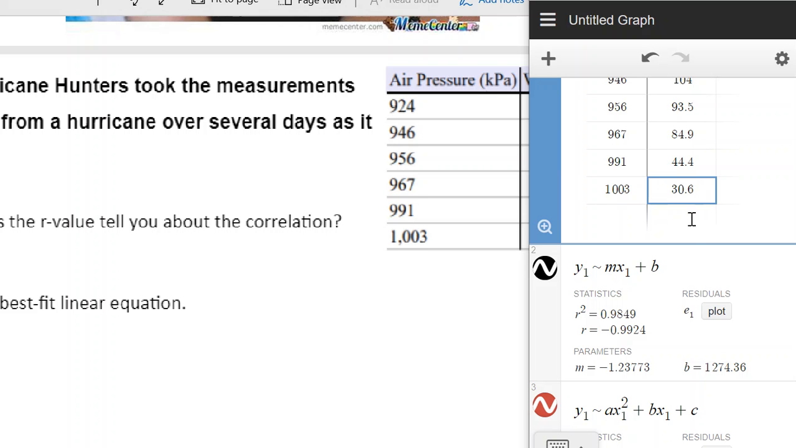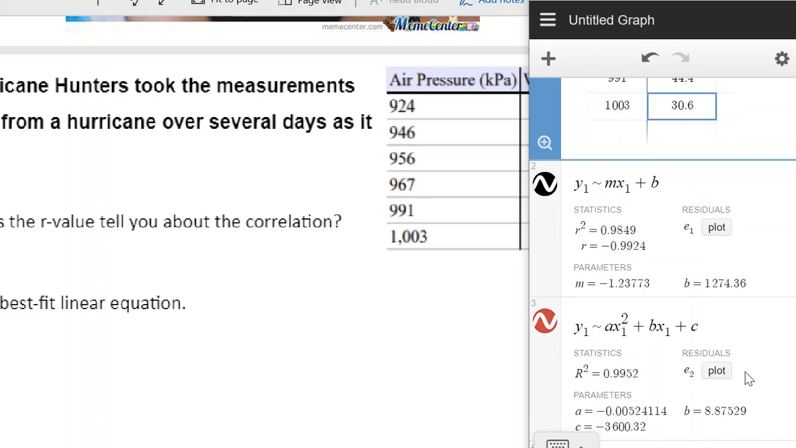So what is the R value? You're not going to have an R value for a quadratic. You're going to have R squared for both, yes, but the R value is for linear only. And so what does this tell you about the relationship, the correlation?